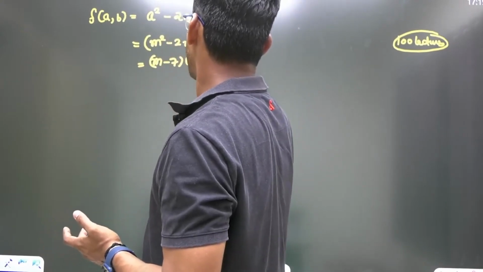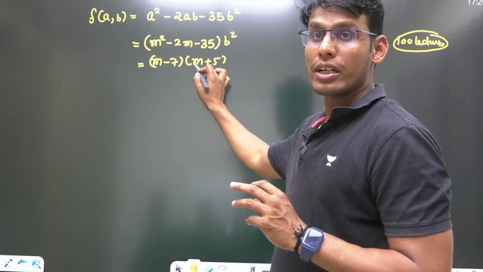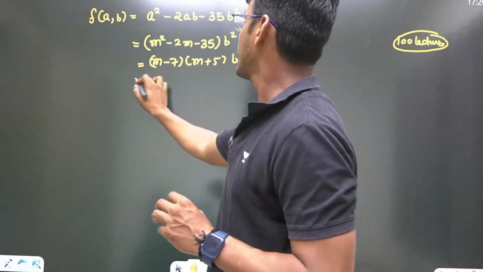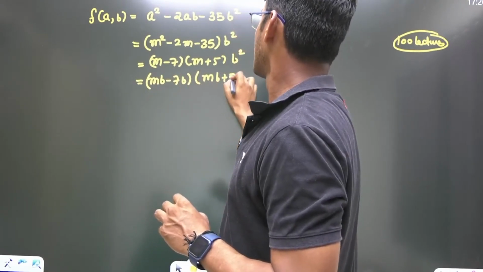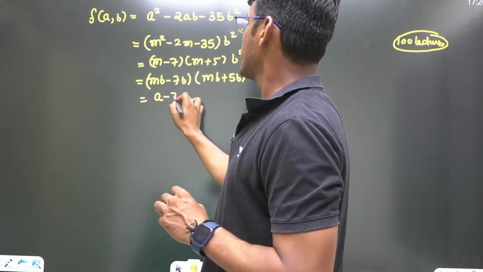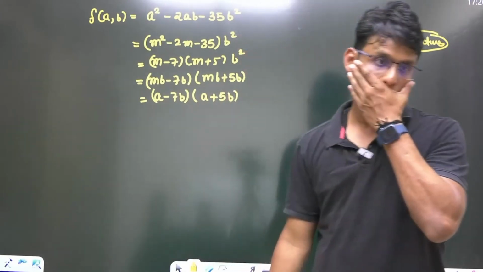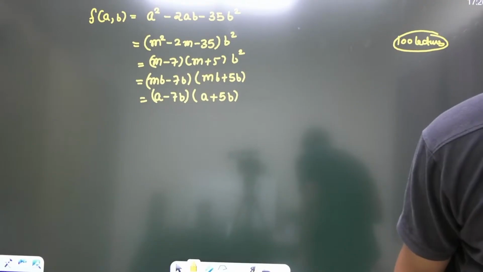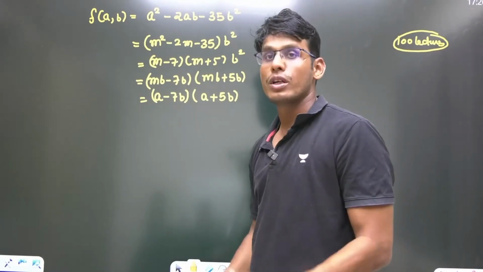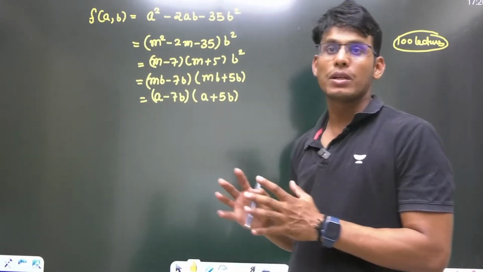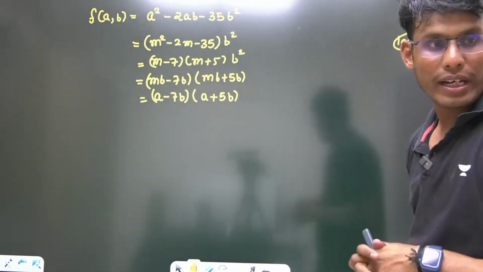When I teach you something, I tend to do it directly. I did not write the intermediate steps here. B square, right? Again, take 1b here and 1b here. So this becomes a minus 7b, a plus 5b. Am I making sense? Do not leave out the b. One student wrote a minus 7, a plus 5. No, you need to write the complete answer: a minus 7b, a plus 5b. Got it, guys? Perfecto.